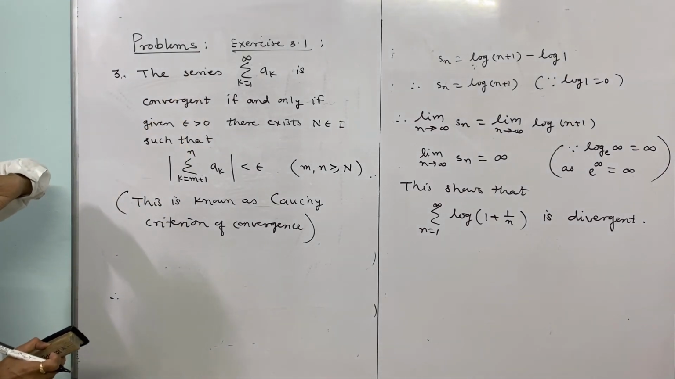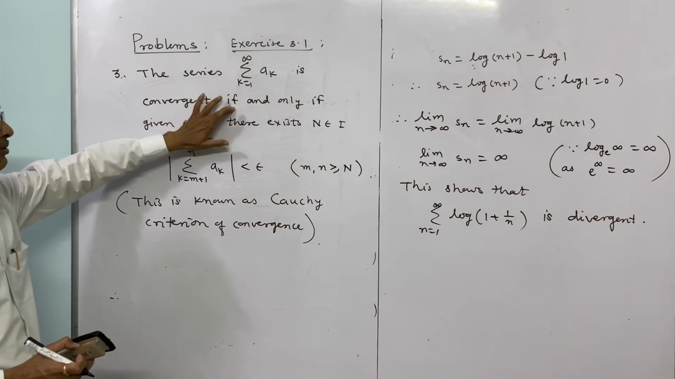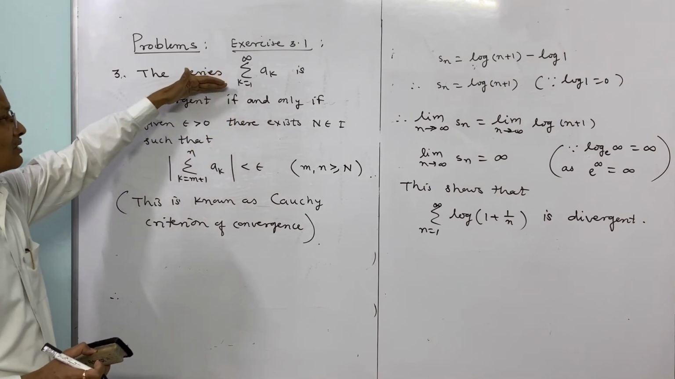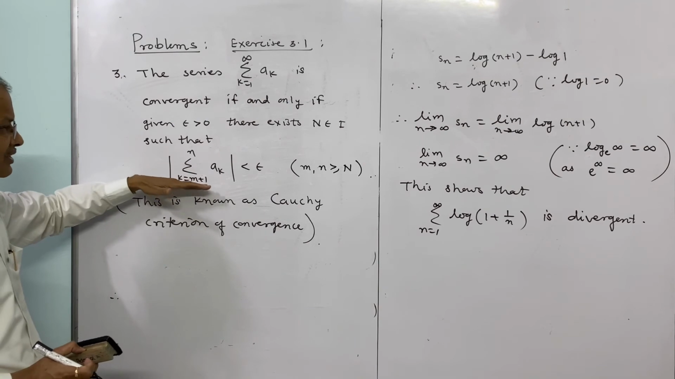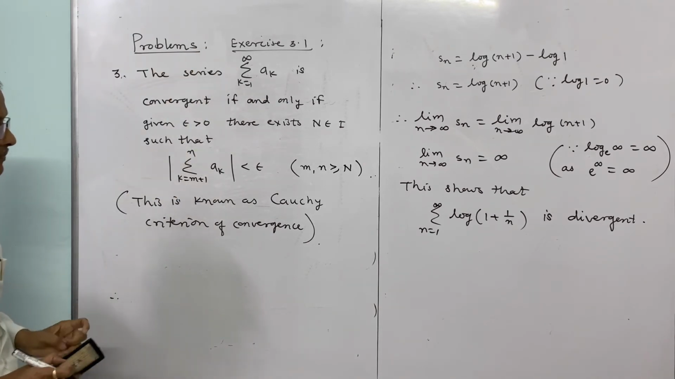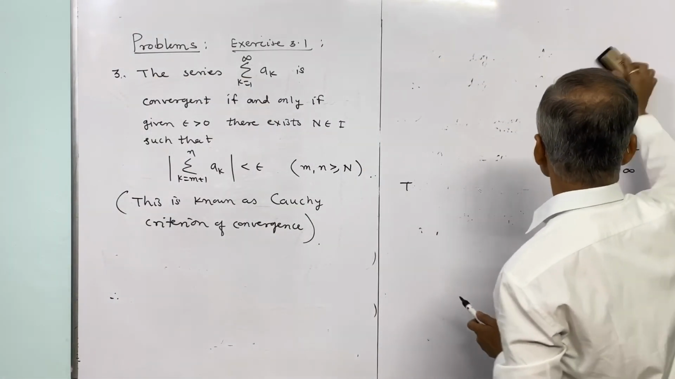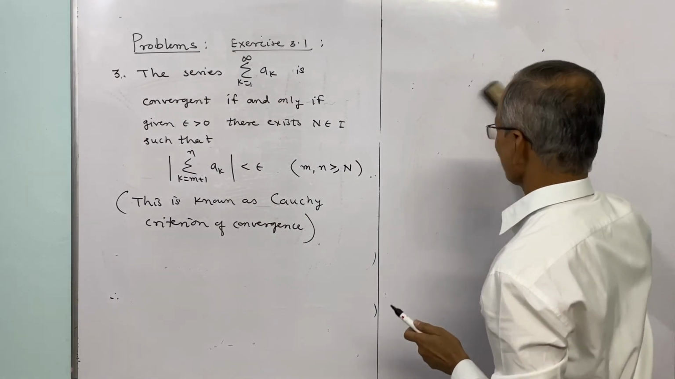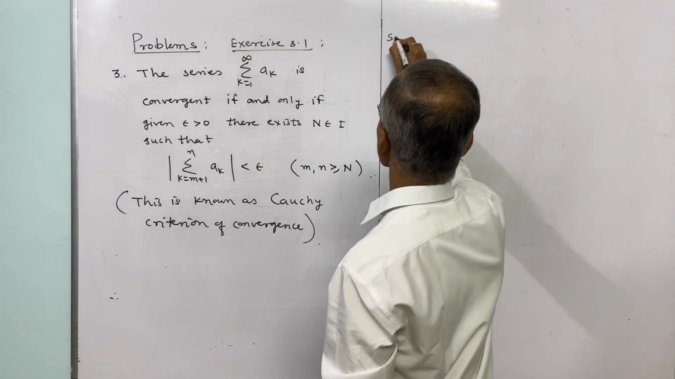Now what is the statement? This series sigma ak is convergent if and only if, this is equivalent, or two-way. If the series is convergent, then this statement holds, and the converse also is true. That means if this condition is satisfied, then the series ak becomes convergent. Now this is easy to prove. We shall consider the sequence of partial sums first. Let Sn be the solution for this.